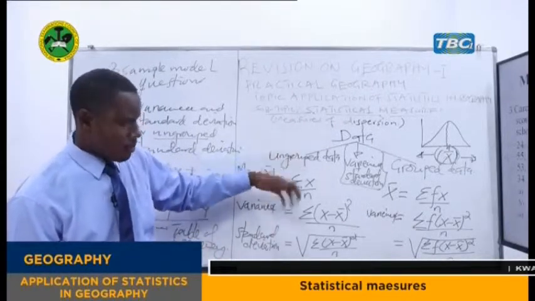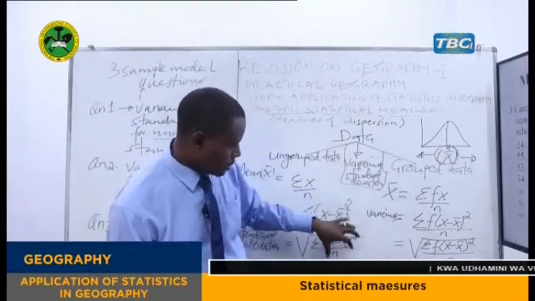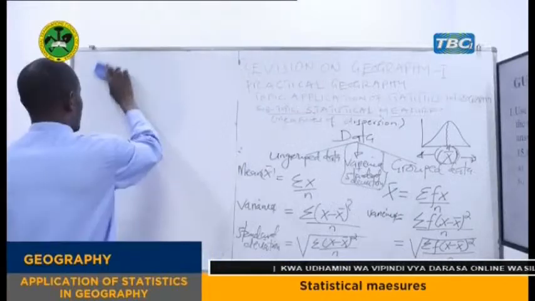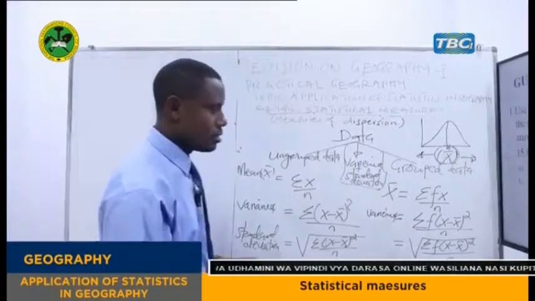I know it's part and parcel of the revision, so I don't need to go into detail about those things. You are aware of them. Let's go to the first question. Question number 1 is for ungrouped data.